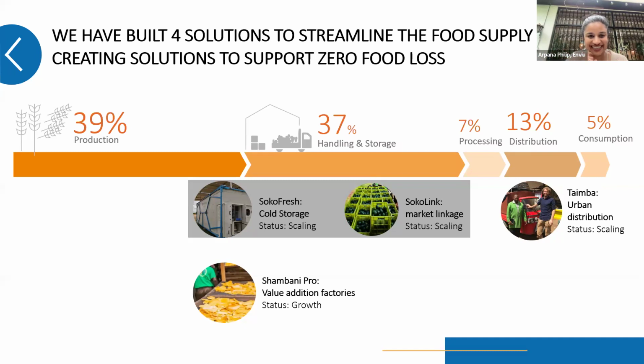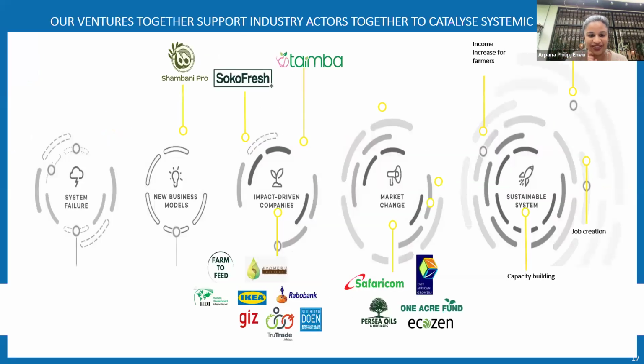Next slide. Thank you. Whoa, it's a bit stretched, but I think just going back to our model, to give you an example of the companies we built. So Shambani Pro is a new business model. SocoFresh is the cold chain company that we will talk about today. Timeba is another company. Both those companies have really brought partners along or joined a movement to reduce post-harvest loss. And we've taken some of these big names in the industry and provided our services to them.